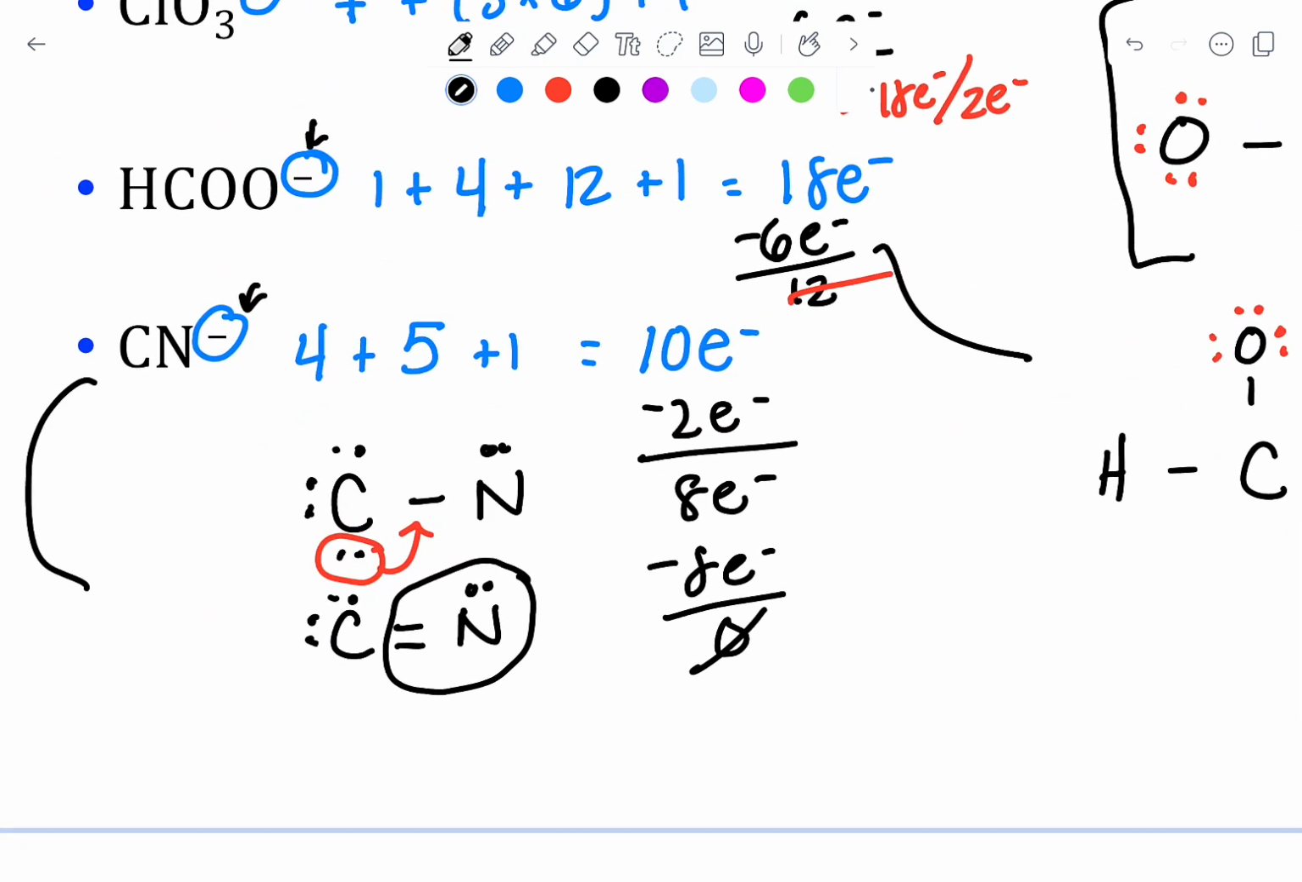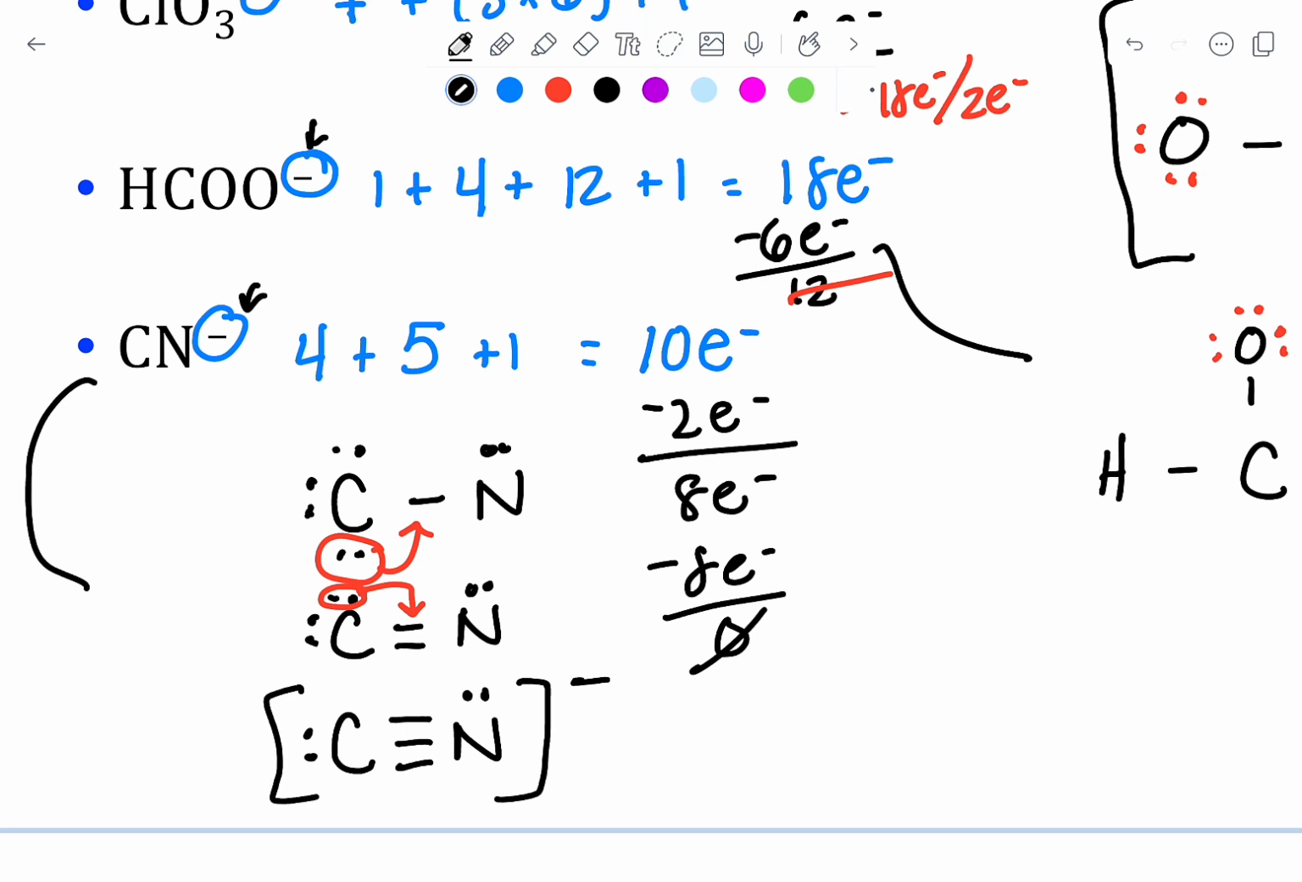So I don't have a complete octet yet. So what we're going to do is take another lone pair from carbon and move it down there. And we get C triple bond N with a lone pair on the nitrogen and a lone pair on the carbon. Okay, so nitrogen is still having three bonds and a lone pair. Carbon, not so much, but that's because we have an ion. So that's how we make triple bonds. By making a double bond, I didn't complete my octet, so I had to move another pair of electrons to make a triple bond. Okay, so that's our structure for CN-.